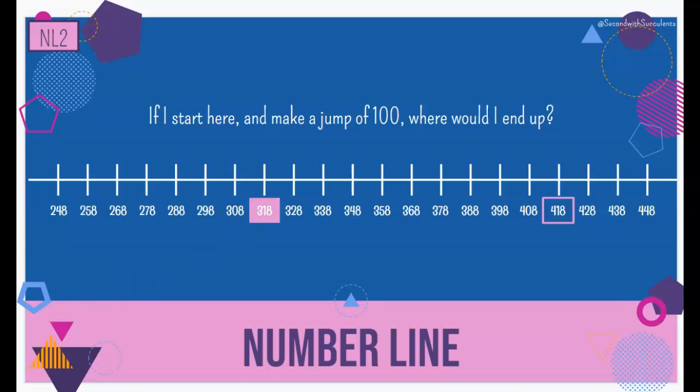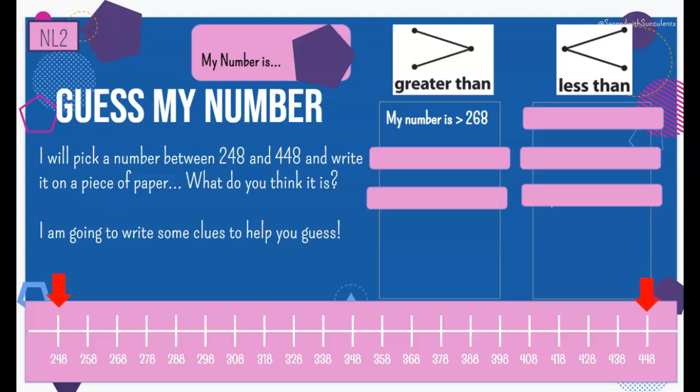Now let's play our last round of Guess My Number. Remember, we play by picking a number between 248 and 448. I've picked that number, and I haven't put it on a piece of paper. I put it right here under this shape. Now, you're going to think about what you think it is. But before you do, you're going to look at some of the clues that I've written down over here to help you guess. Remember, our red arrows show us which two numbers were in between. We're always using our greater than and less than symbols to help us narrow it down to our number.